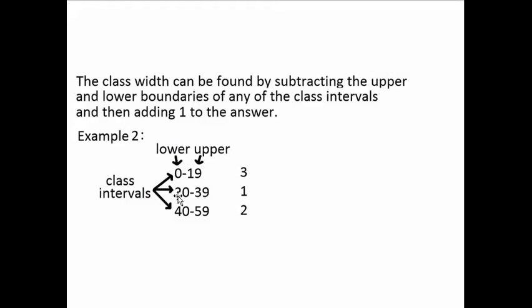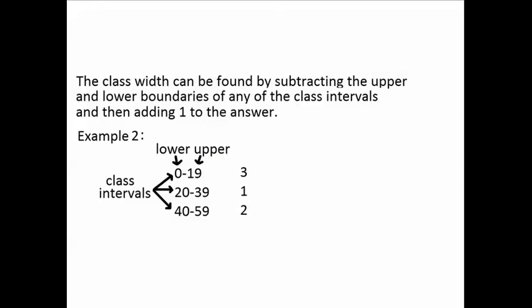There's also 20 numbers in between 20 and 39, because it's 20, 21, 22, 23, 24, 25, 26, 27, 28, 29 will be 10 numbers, and 30, 31, 32, 33, 34, 35, 36, 37, 38, 39 would be 10 other numbers. So there's 20 numbers inside of this class interval too. There's also 20 numbers in between 40 and 59. So in this table, each class interval covers a span of 20 numbers, which means that this table has a class width of 20.